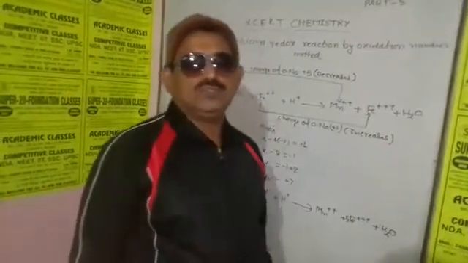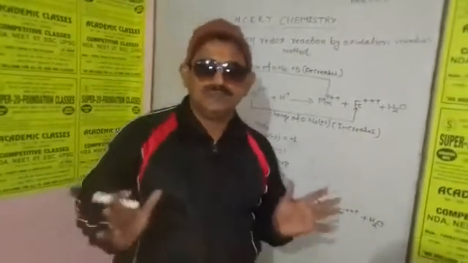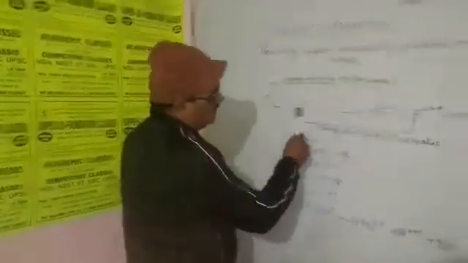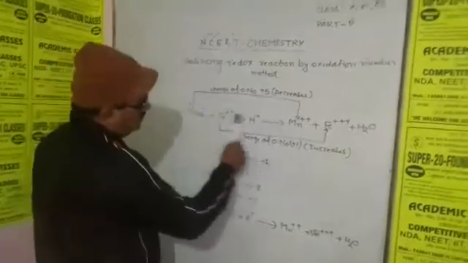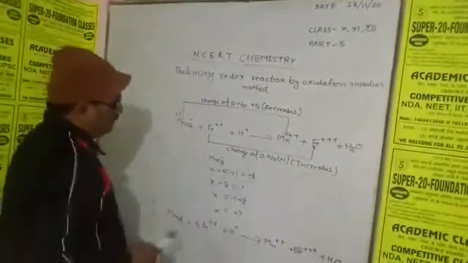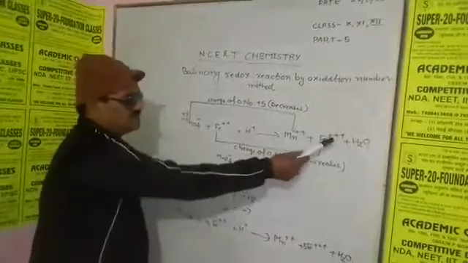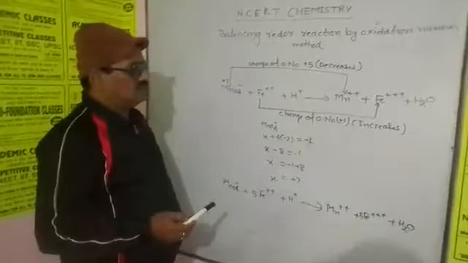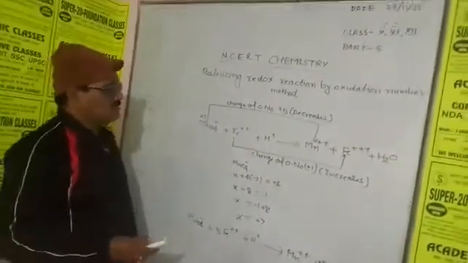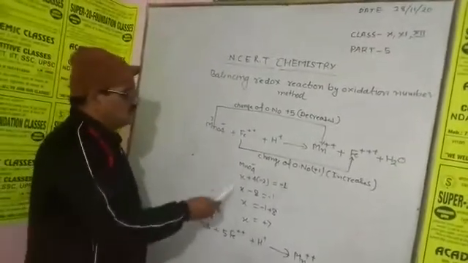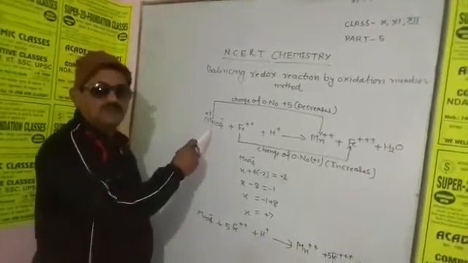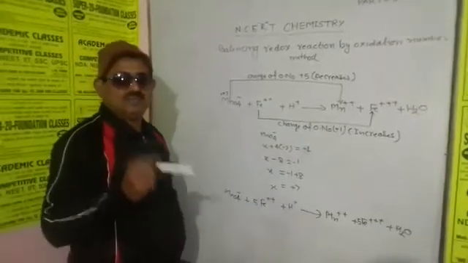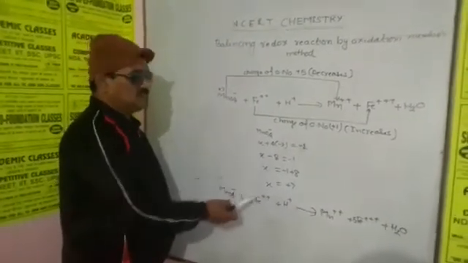number method. Students, you know about the oxidation number method, and simply suppose that this is your redox reaction. This is your redox reaction, and this is an unbalanced redox reaction. Then first of all, you start the calculation of the oxidation number of each element, by the algebraic system here.